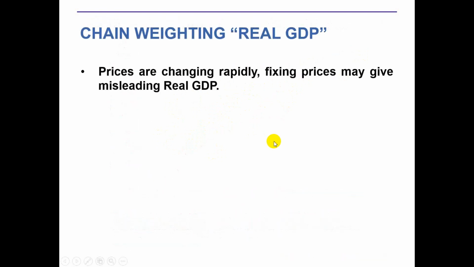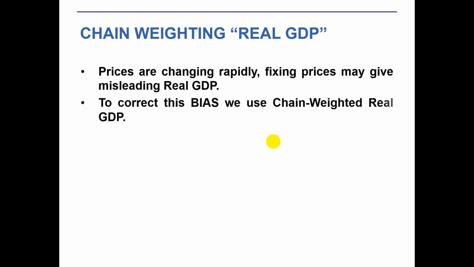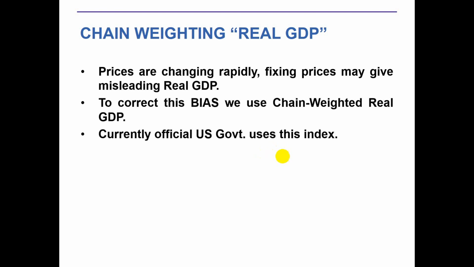So chain weighting, what is chain weighting? For real GDP, prices change rapidly, so fixing prices may give misleading results. To solve this problem, we use chain weighting, which is a kind of taking the prices of preceding years. It is a kind of chain. This measure is currently used by the official government of the US.